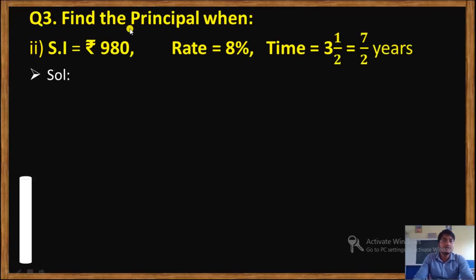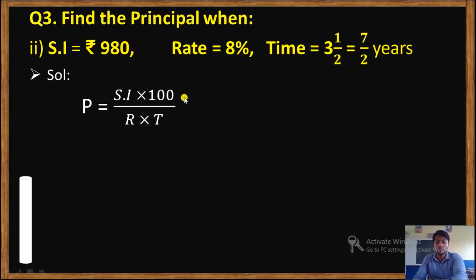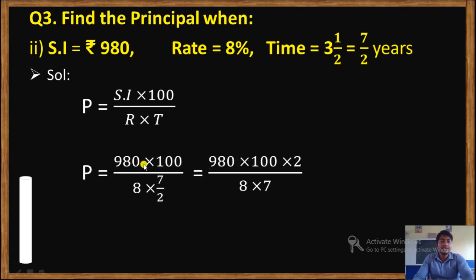Now question number 3: find the principal when simple interest, rate and time are given. Again time is given in mixed fraction, so convert it into an improper fraction. How to convert? 3 into 2, 6 plus 1, 7 by 2 here. Now you know the formula to find principal: simple interest into 100 by rate into time. Now use the values: 980 into 100 by 8 into time 7 by 2.